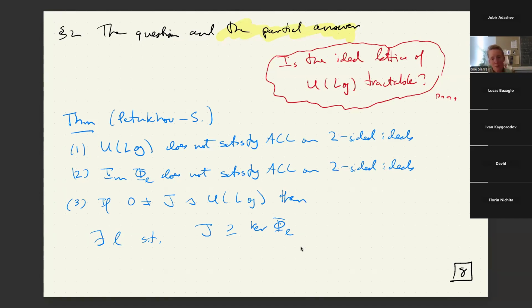And so on the one hand, if you want to understand ideals, then part 3 here says, well, it's enough to understand ideals of the image of phi L. So that's good. That says the ideal lattice is tractable. But then, of course, parts 1 and 2 say it's hopeless to understand two-sided ideals in the image of phi L. So I'm not sure whether this theorem qualifies as good news in the end or not. But this is the structure that we have.